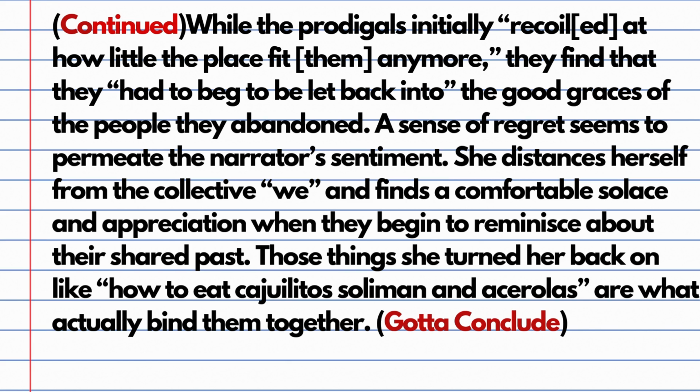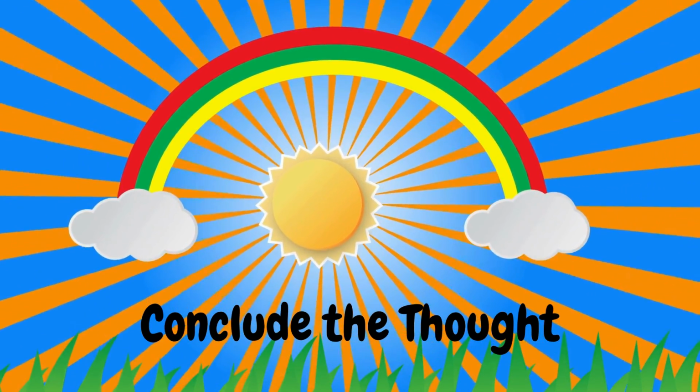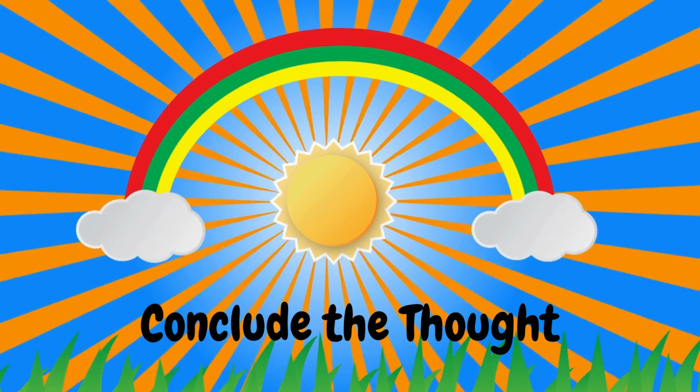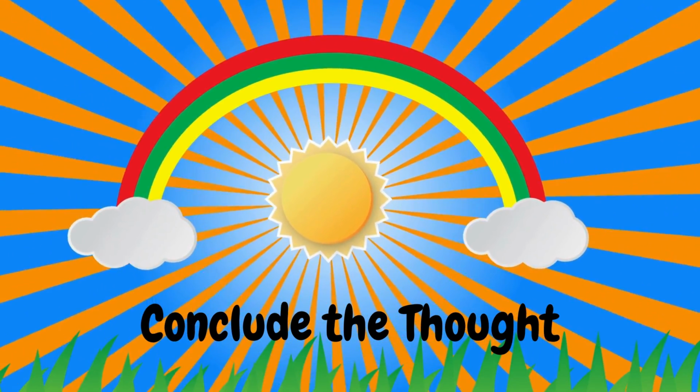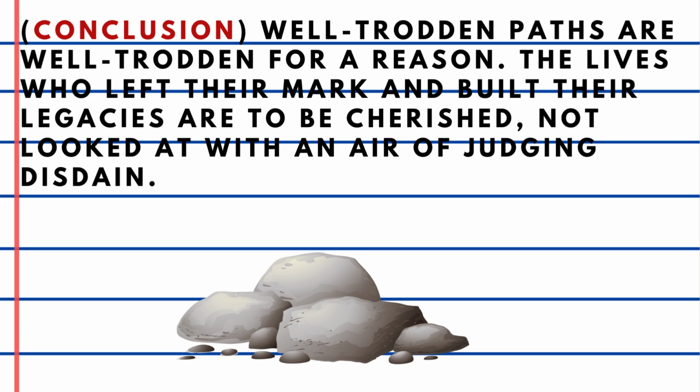So we still are not done, right? This is going a little on the long side. I know I'm just modeling, I'm demonstrating, but let me show you how I would slap a conclusion onto this body paragraph. We still have to conclude the thought and get back to the thesis and the prompt. So just look at this. It usually takes like 1 or 2 sentences to wrap things up. Well-trodden paths are well-trodden for a reason. The lives who left their mark and built their legacies are to be cherished, not looked at with an air of judging disdain. And I went over the 12 sentence mark by 2 sentences, totally fine.